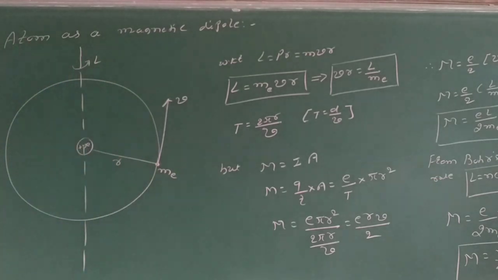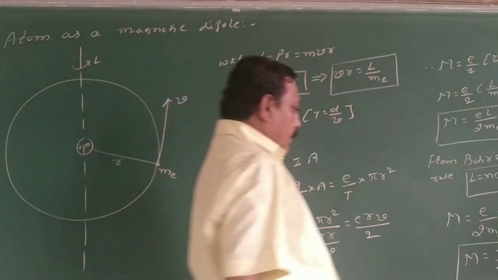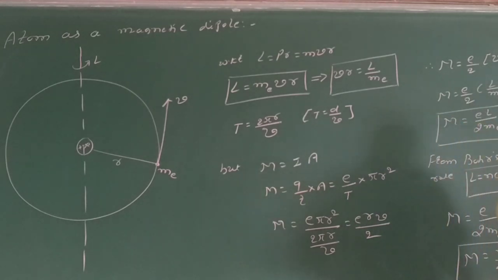Just look at the equation. What is the magnetic dipole moment of an atom? It is n e h divided by 4 pi m, where n is the principal quantum number, h is Planck's constant, 4 pi is a constant, and m is the mass of the electron.